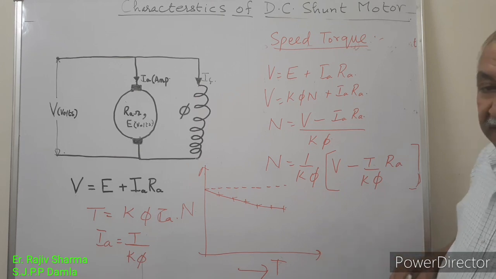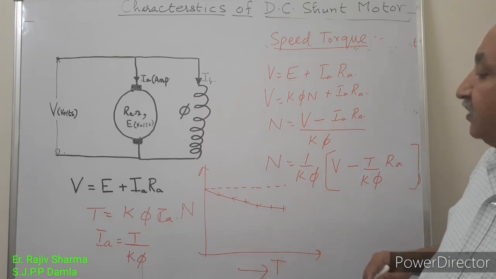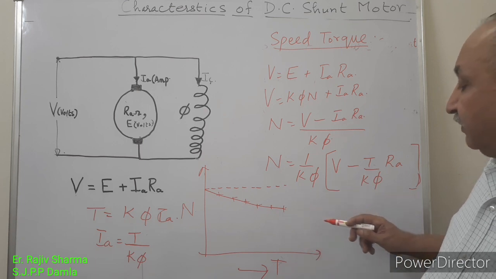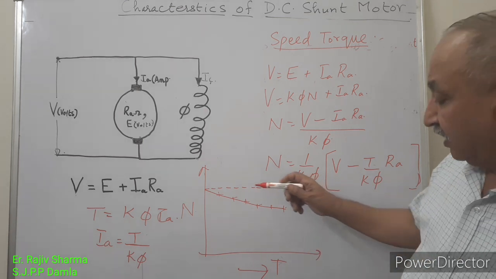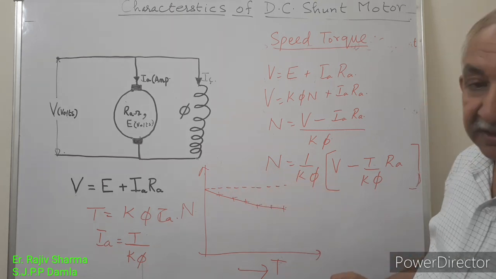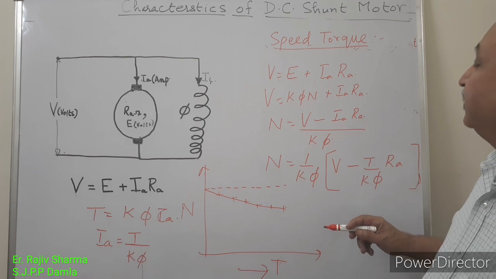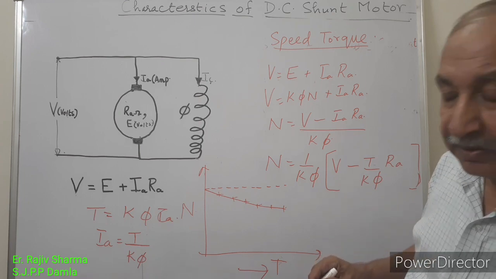So we have discussed three characteristics. First is torque armature current characteristics. Second is speed armature characteristics, and the last is speed torque characteristics. Now we shall take characteristics of DC series motor.